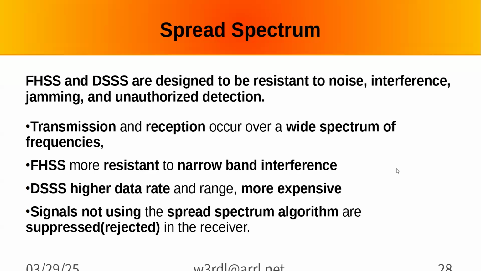They claim that the frequency hopping is more resistant to narrowband interference than the direct sequence. But direct sequence has a much higher data rate. It's more expensive, but I'm not sure what that means as far as more expensive. I guess maybe the equipment to do it. That just may be at the time it costs more.